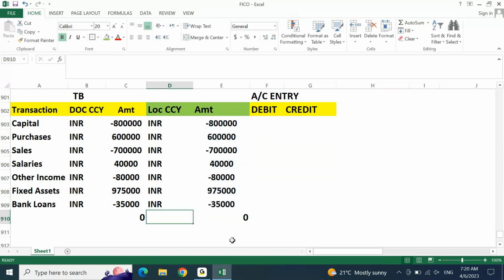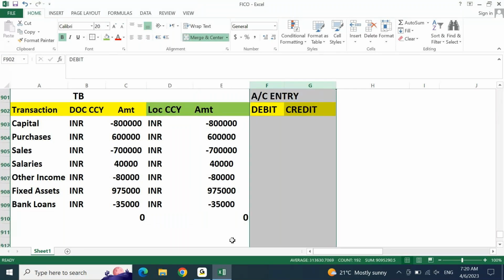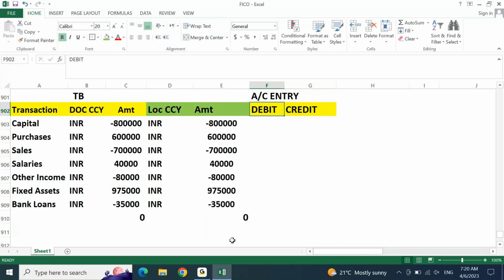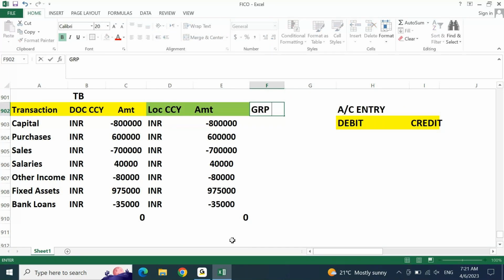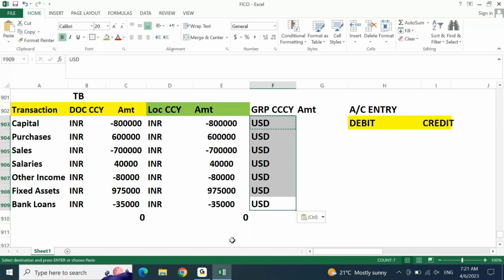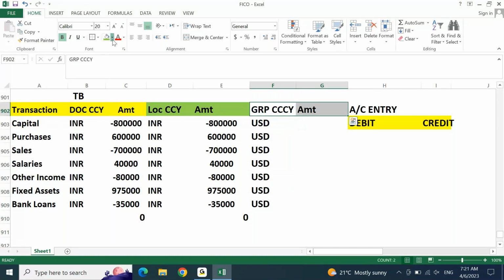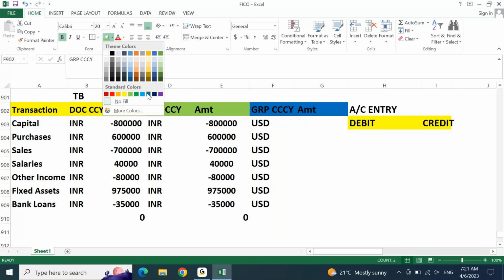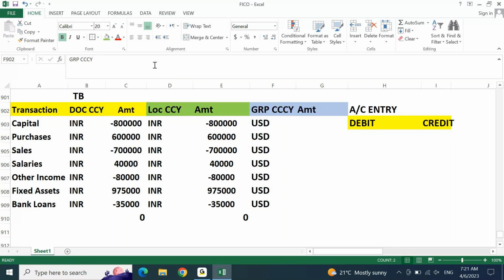Now this is how you will receive the trial balance, and then you are going to have one more currency. What is that currency? Group currency, USD dollar, and then the amount. This will be in dollars. All these numbers will be given to you by your client. The whole trial balance will be shared by your client, and from there you have to do the data upload.